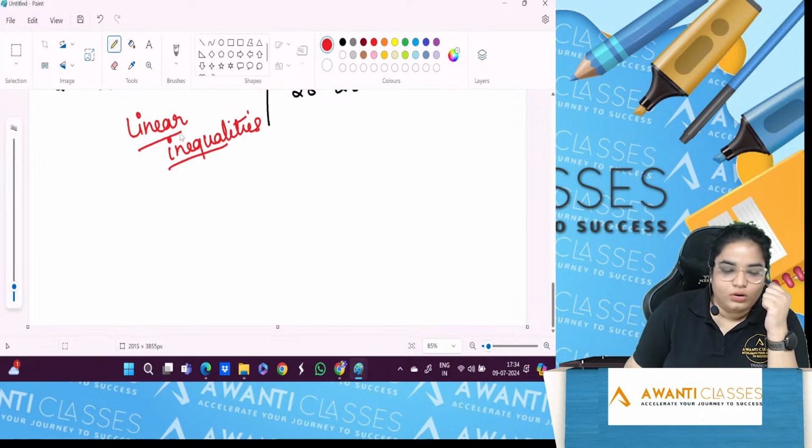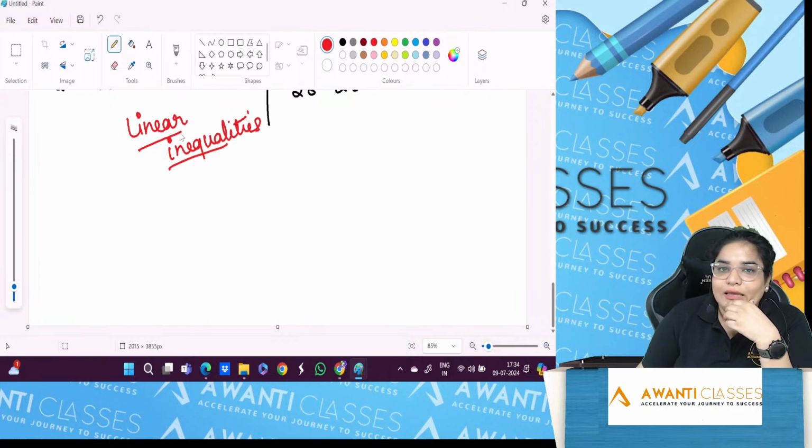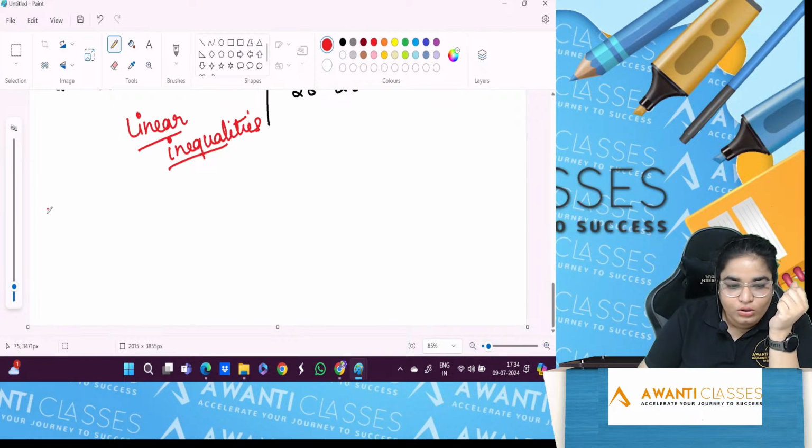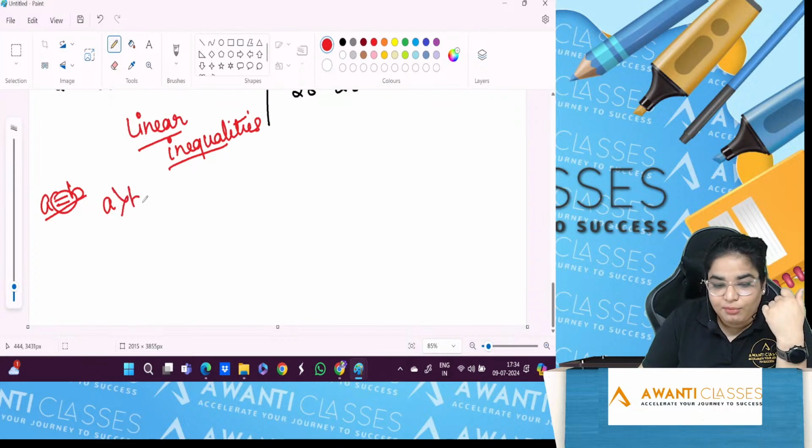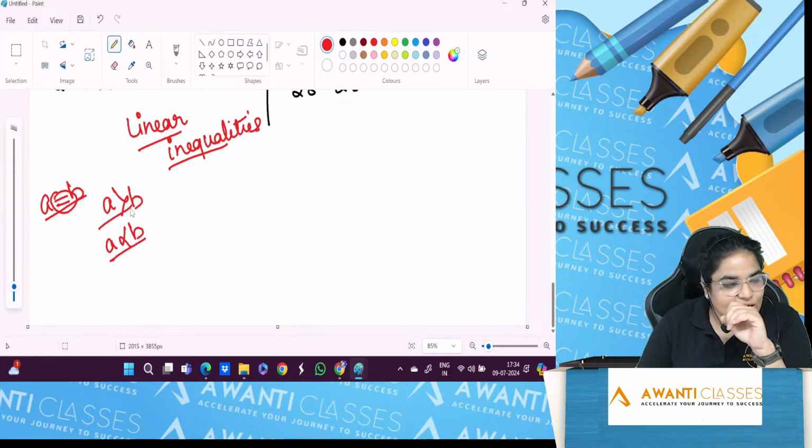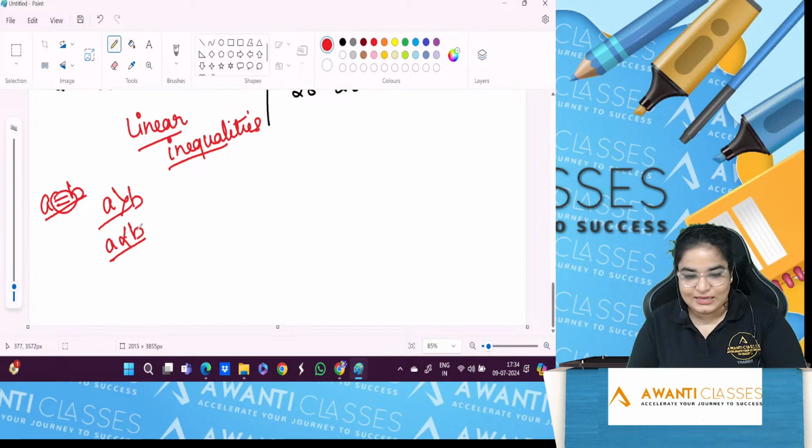Okay. Now, yesterday we saw equations. What is an equation? Where there is an is equal to. Yes or no? If I say A is equal to B, that is an equation, because the equal to sign is there. But if I say inequality, what does this mean? If I say A is greater than B or A is less than B, these are called inequalities. Very, very simple chapter, very, very fun chapter. Let us quickly start.